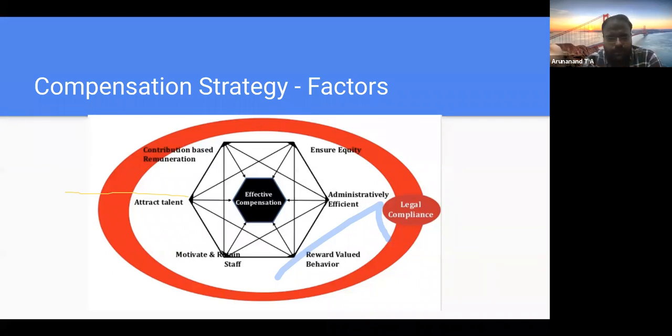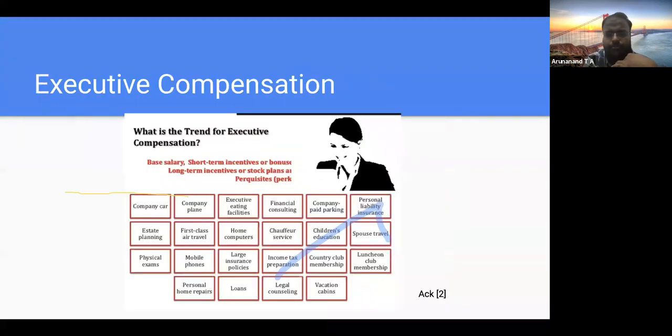Administrative efficiencies, the legal compliance part. Ensure equity. Equity is everybody is treated fairly, everybody is compensated fairly, etc. That's why you should have a compensation strategy. We'll be slightly touching upon that in the slides to come.